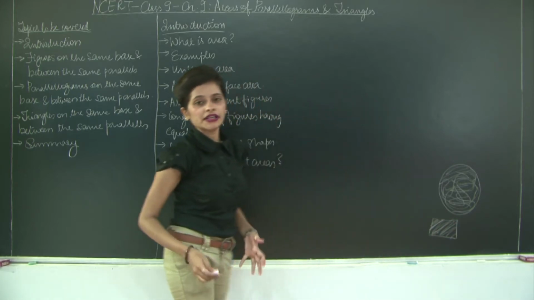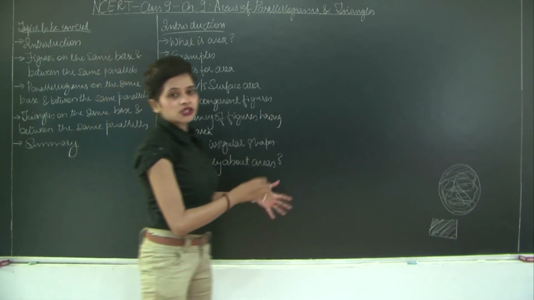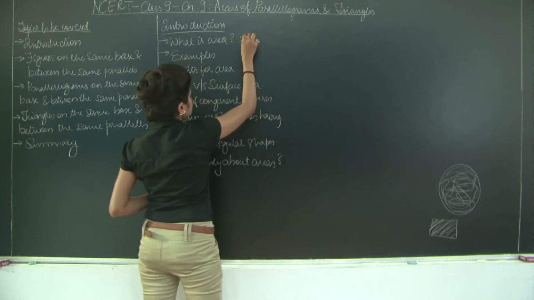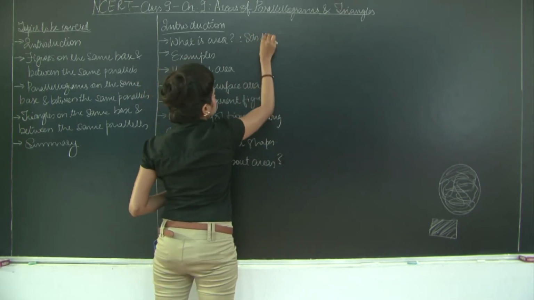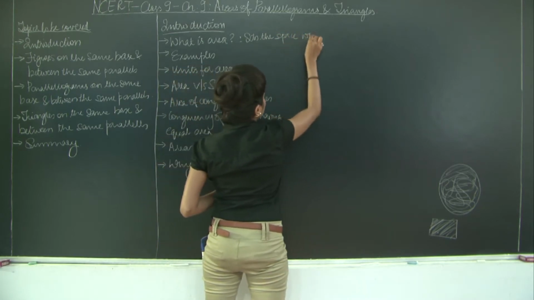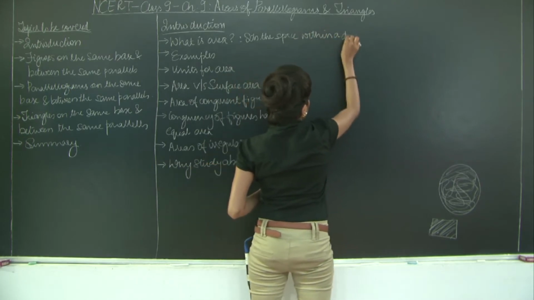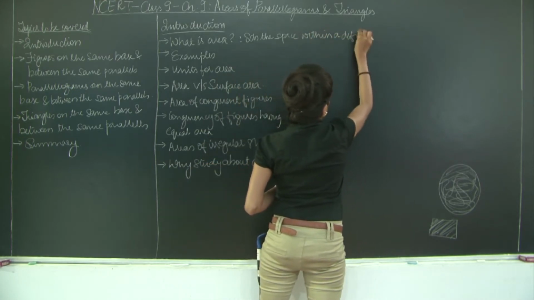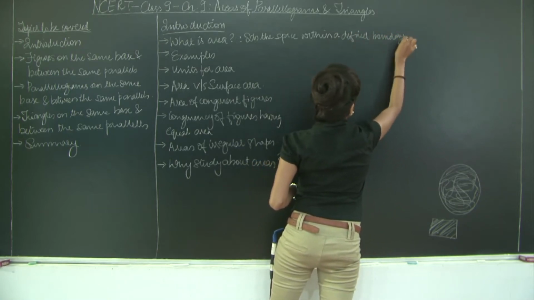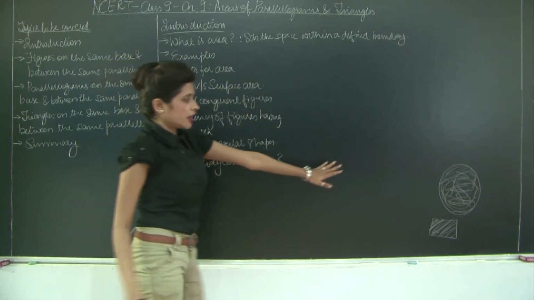So the most simple definition for area is that it is the space that lies within a certain defined boundary. So let's write this down. It's the space within a defined boundary, right?